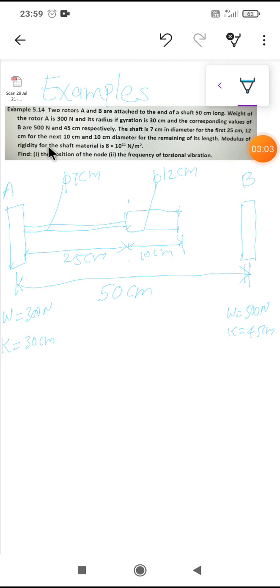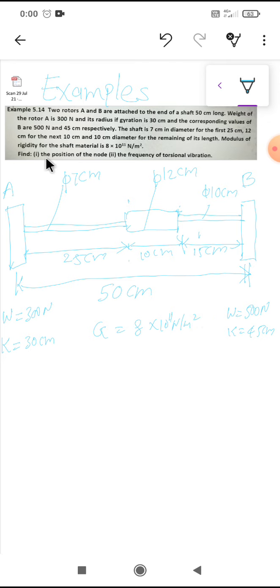Then 10 centimeter for the remaining length, the diameter is 10 centimeter. So what is the length remaining? There is 50 minus 25, so 25 is remaining, minus 10, so 15 centimeter is remaining. The modulus of rigidity of the shaft material, G, is given as 8 into 10 raised to 11 Newton per meter square.